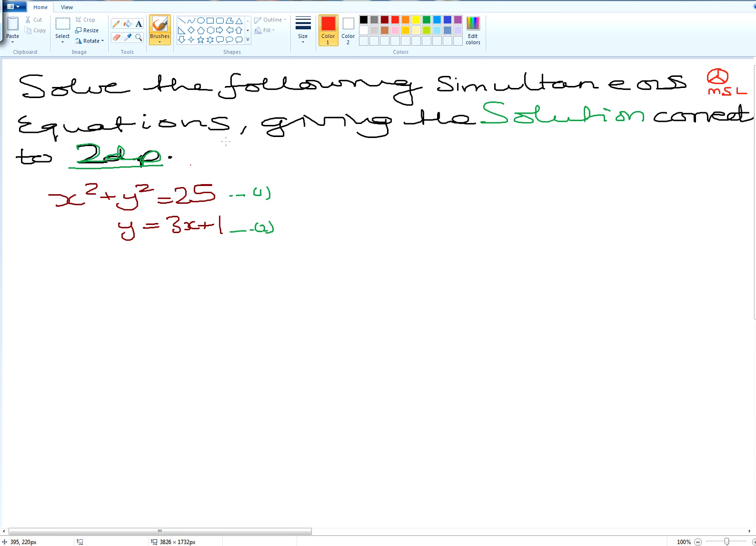Okay, so here we go. Now, if x squared plus y squared equals 25, and y is equal to 3x plus 1. What we need to do to eliminate the second equation is substitute into the first equation. So when we see y equals, we put it into the y over there. So now we have x squared add (3x plus 1) squared is equal to 25.